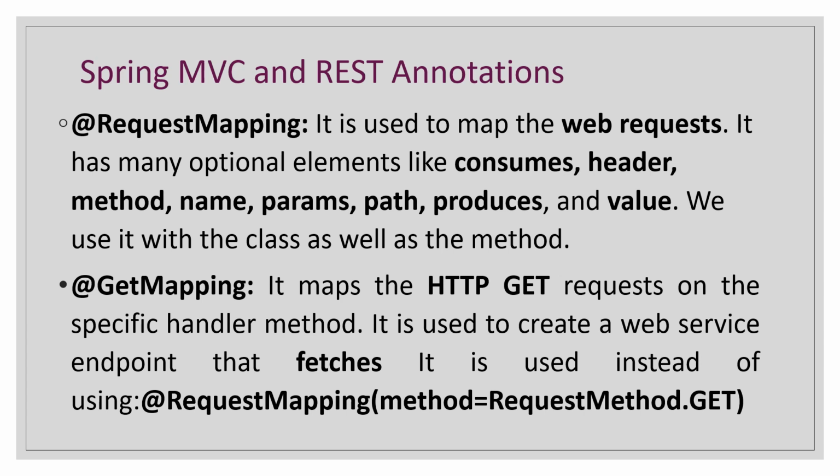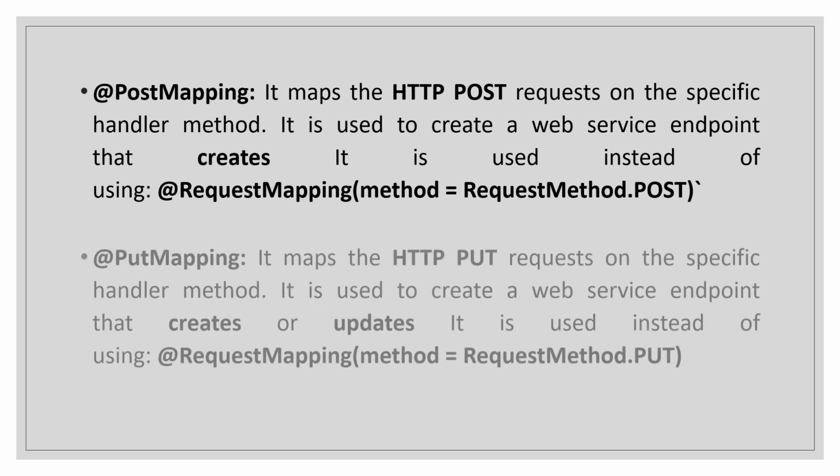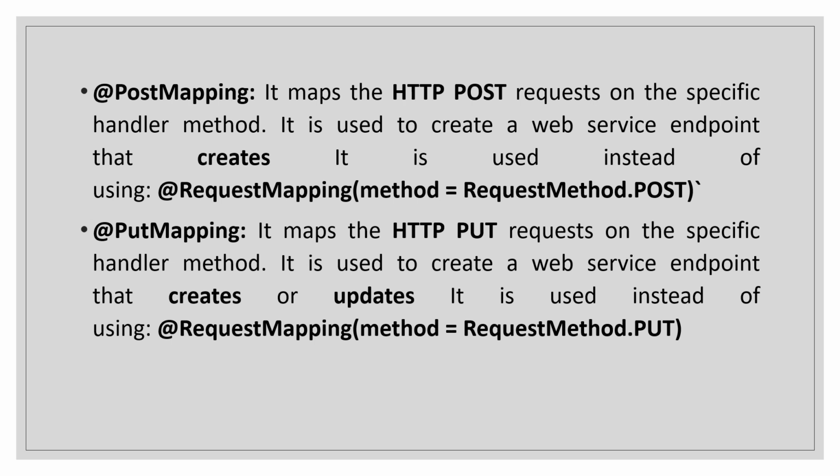Instead of using @GetMapping, we can use @RequestMapping with method equals RequestMethod.GET. So we can also use it that way. The next point is @PostMapping. It maps the HTTP POST request on a specific handler method. It can be used to create web service endpoints that create resources. Instead of using it, we can use the @RequestMapping annotation, open bracket, method equals RequestMethod.POST, and close bracket.